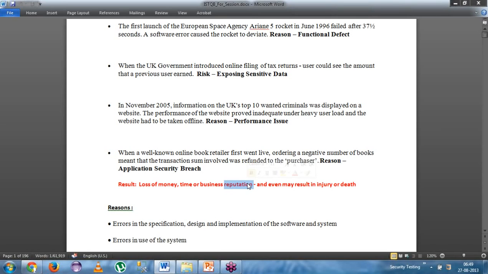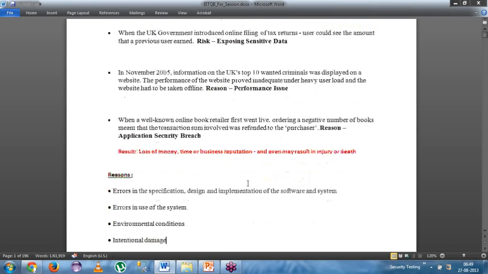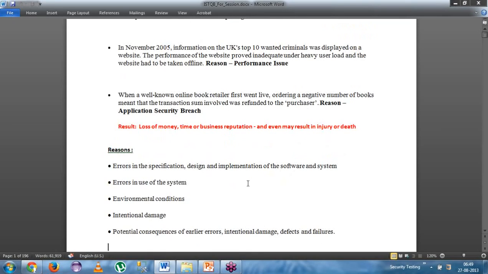Now we will talk about the reasons for these problems, where these problems can occur. First, when your specification is wrong, when your design is wrong, or your implementation is wrong. It can be due to any of these reasons. Your specification, design, or implementation of your software is wrong, or the way in which you use the system is wrong.